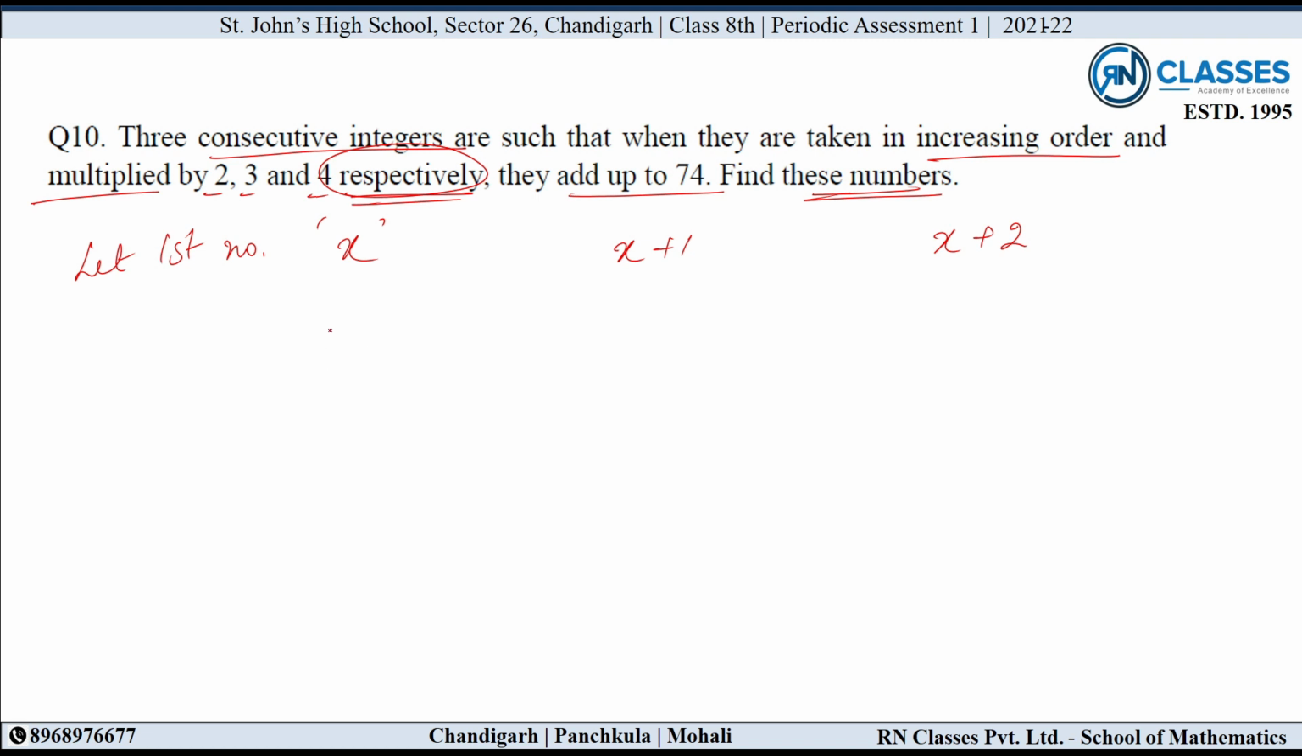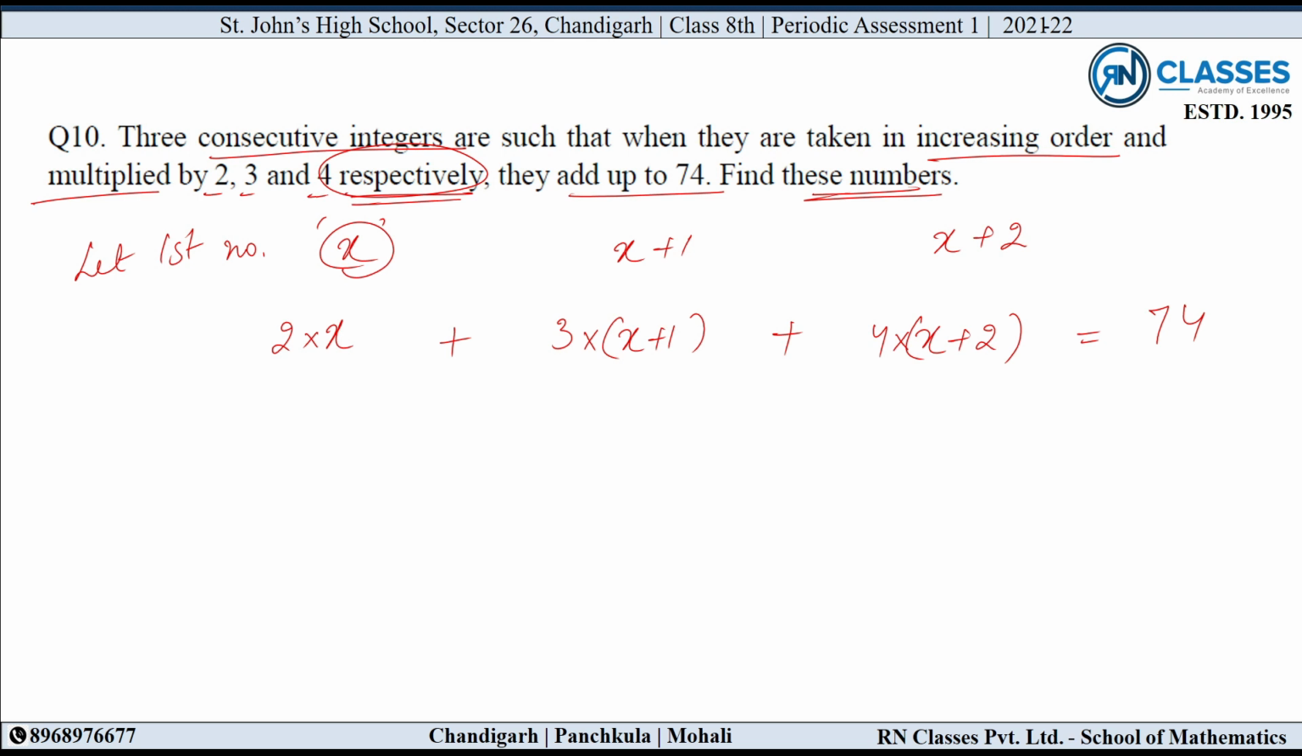The first number is multiplied with 2. The second number is multiplied with 3. The third number is multiplied with 4. They add up, we added all of them. They add up to give 74. That's it. Find these numbers. Numbers means if I get x, my problem is solved. So I will get x from here.